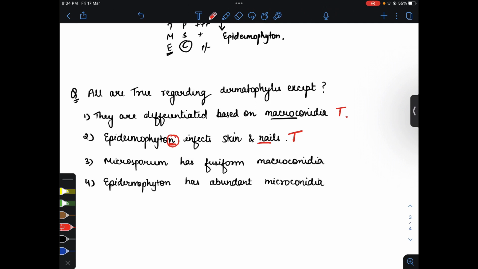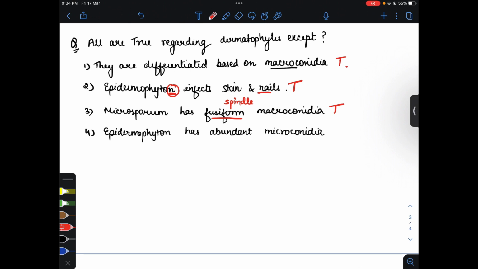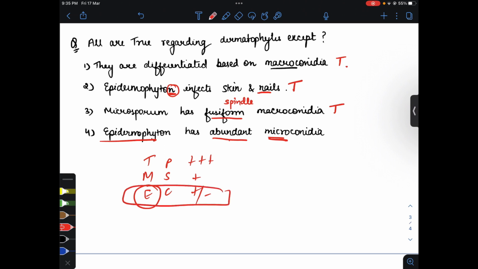Now the third statement, Microsporum has fusiform macroconidia. Fusiform, or we can say spindle form, both look the same. So this statement is also true. Now the last statement, Epidermophyton has abundant microconidia. As in TME PSC, lots of microconidia, decrease and absent. In the fourth part it shows that there are a lot of microconidia, but as we studied in Epidermophyton, there is hardly any microconidia. So not abundant, so this statement is false.